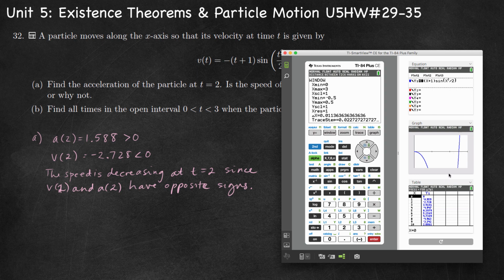And we're asked to actually find that time. So that's going to be the 0 on this graph. Let me get a better window. I'll go back to negative 2 to 2. And I want to do second calc. We can choose 0. And that value is approximately 2.507.